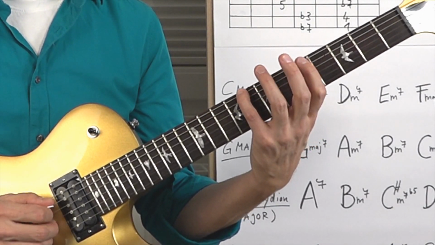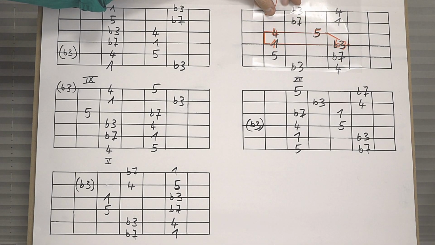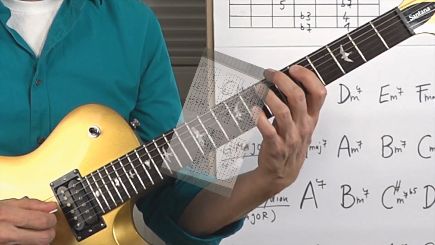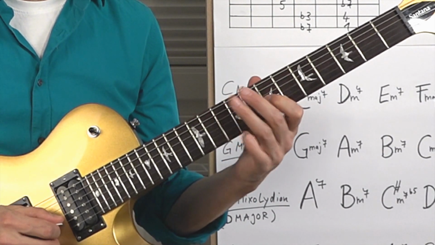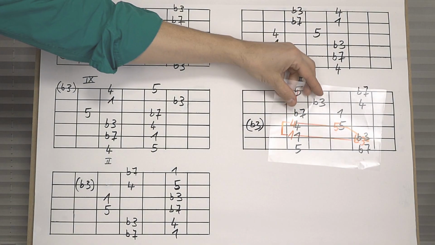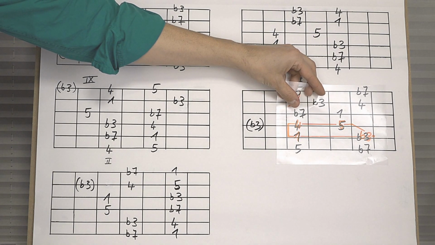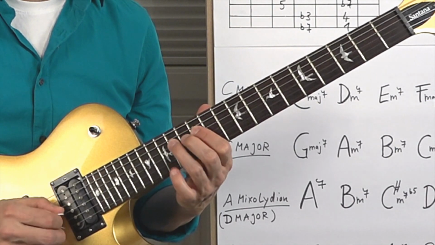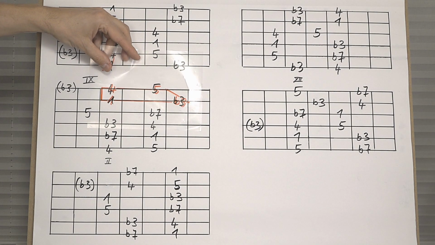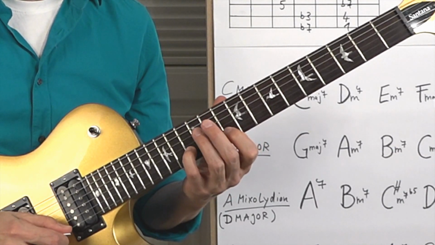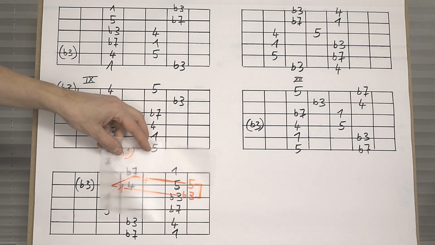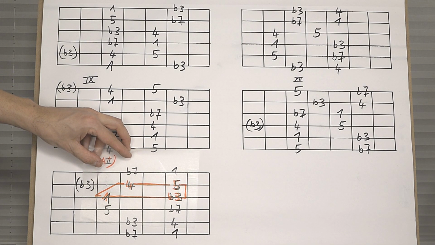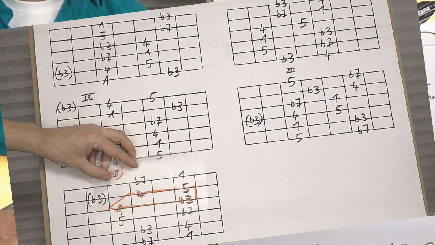Root, minor third, fourth, fifth. And because of the B string, the shape is a little bit different.